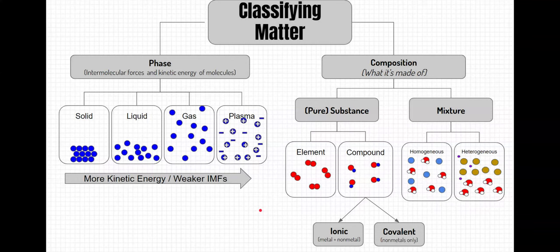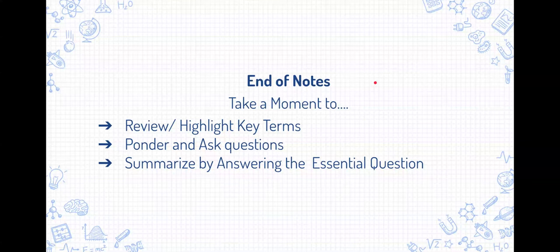All right, so that leads us to the end of classifying matter. Take a look here at both ways of classifying matter. If you haven't done so, I might take a moment and draw a picture of the different phases of matter and what they look like, as well as labeling the fact that if we go from a solid to a liquid to a gas to a plasma, we have more kinetic energy and weaker intermolecular forces. But the next time you see a piece of matter, see if you can classify it not only on its composition, but also based on its phase. That's the end of the notes. Good luck.